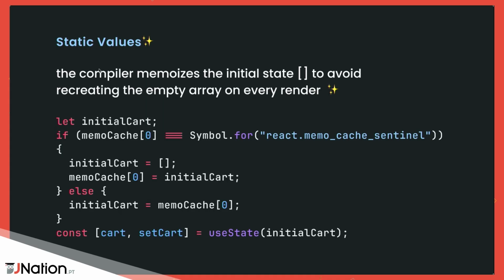So first, we have the static values. Basically here, the compiler tries to memoize the static values to avoid re-rendering this empty array on every render. So here, it checks the cache. If it exists in the cache, it tries to return from the cache. If not, it adds to the cache, and it returns to you the memoized version of it.